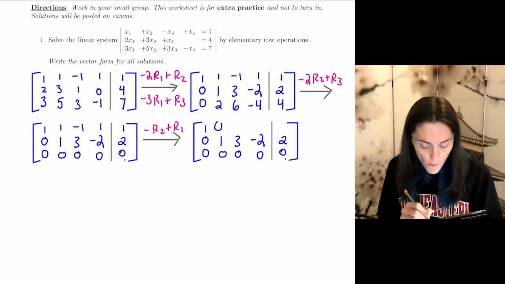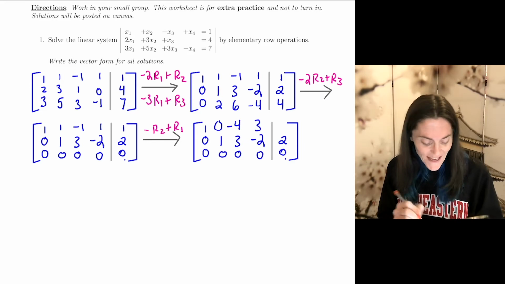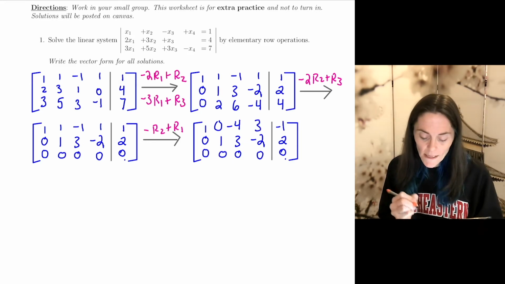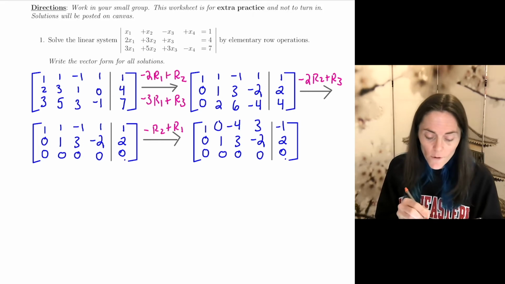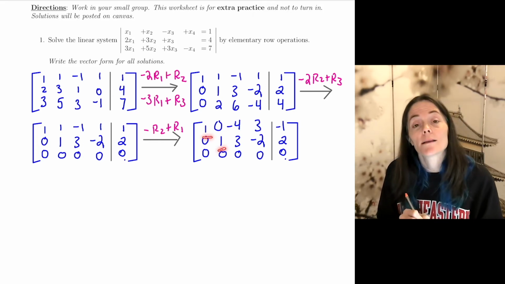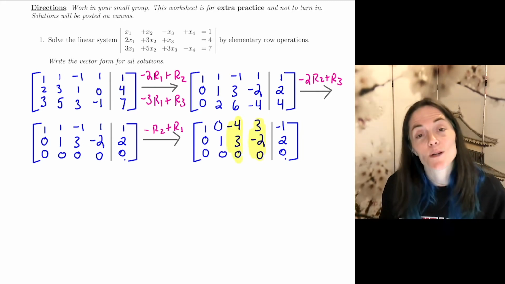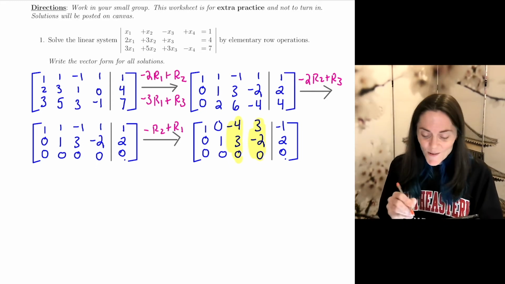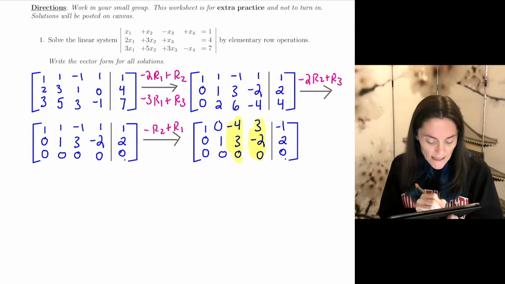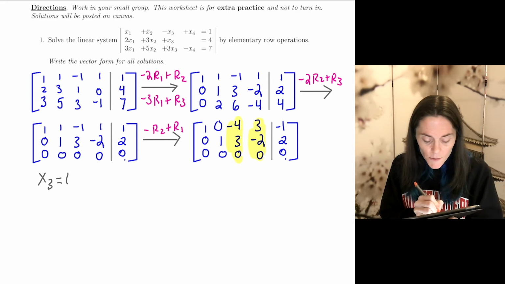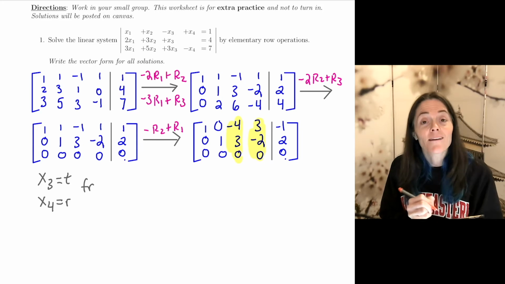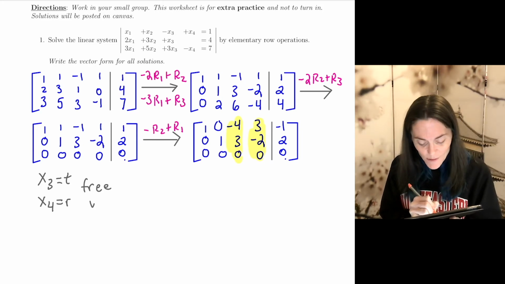So we have 0, we have -4, we have +3, and then -1. And this is in reduced row echelon form. You see we have 2 leading ones. And so in particular, this column and this column correspond to free variables. So let's see, this is x3. Let's say x3 is t, and let's say x4 is r. These are our free variables.